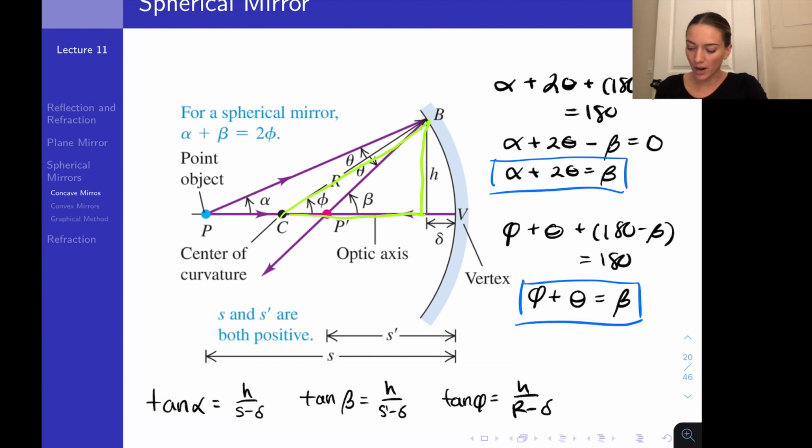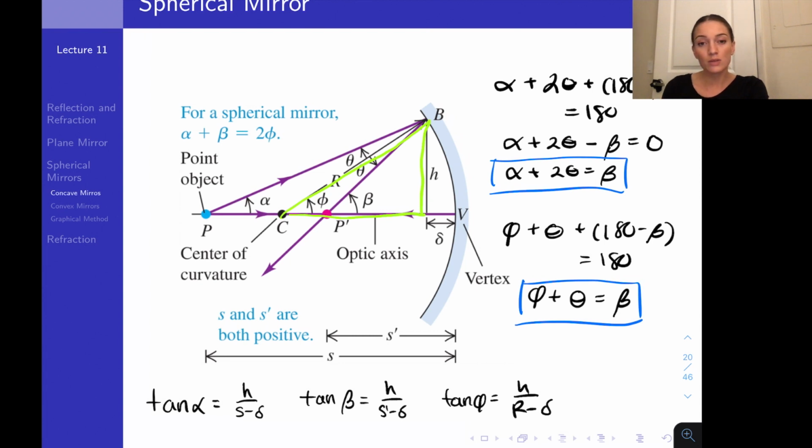Now we're going to make an approximation. The equation that we're eventually going to derive is only valid for small angles of alpha, so only if this angle alpha is very, very small. Basically, if your object is very far away from your mirror, or the radius of curvature is very big, that's what this is going to be valid for. So when we have very small angles, we can use a small angle approximation.